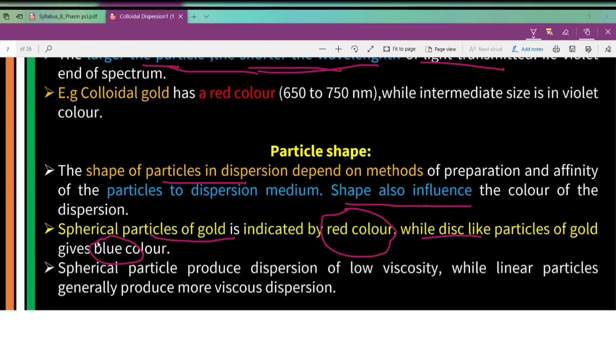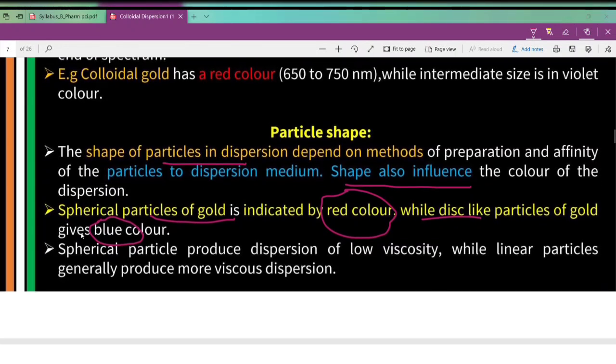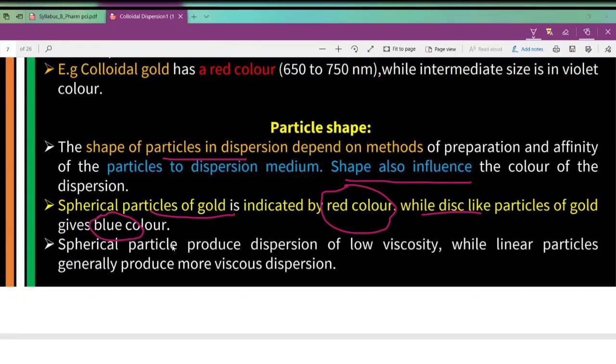So you can see the example for the spherical gold and the disc-like particles of gold. Also, the viscosity concept is there. If the particle shape is spherical, then the viscosity will be low, meaning a low viscous dispersion will be there.